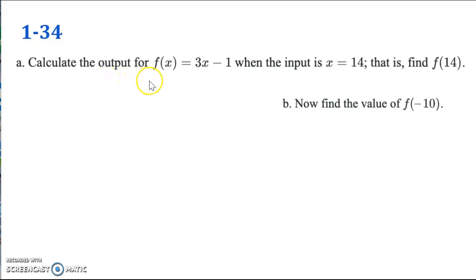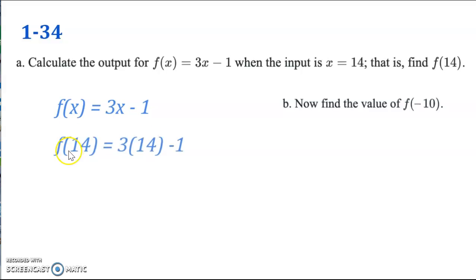It says to calculate the output for f of x is 3x minus 1 when the input x is equal to 14. That is really saying find f of 14. The input is 14. I am going to start by writing down what f of x is and then find f of 14. F of 14 is where the input is 14, so wherever the x was, you're replacing it with 14. And then you just need to simply evaluate. 3 times 14 is 42, and then 42 minus 1 is 41.